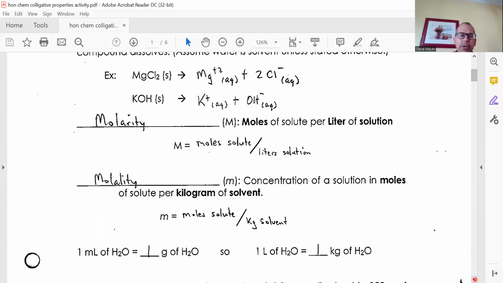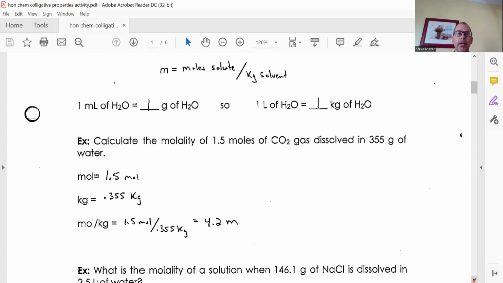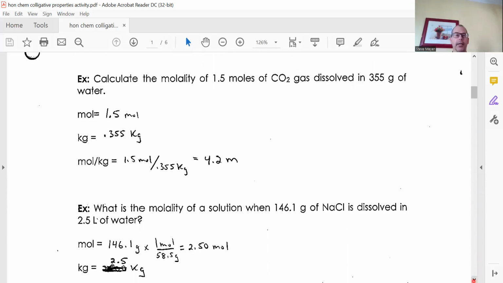Okay, why do we use molality? Molality mathematically links colligative properties better than molarity. So it's an offshoot. Most of the time we're going to be using molarity, but we will use molality just for these things called colligative properties, and more on that in a bit. Let's just look at some calculations here.